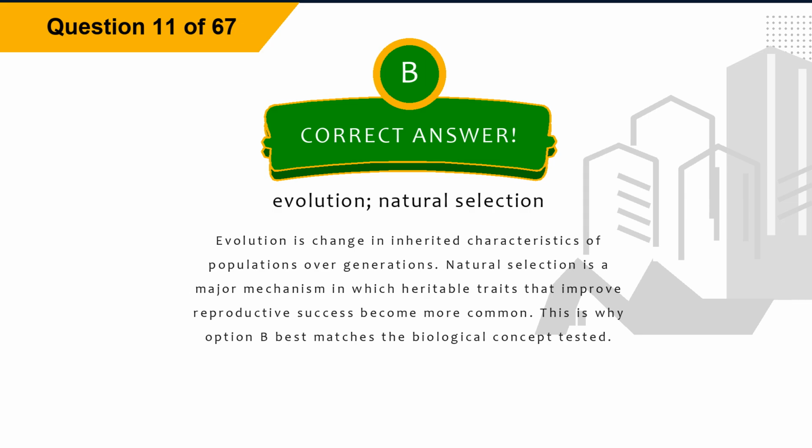Explanation: evolution is change in inherited characteristics of populations over generations. Natural selection is a major mechanism in which heritable traits that improve reproductive success become more common. This is why option B best matches the biological concept tested.